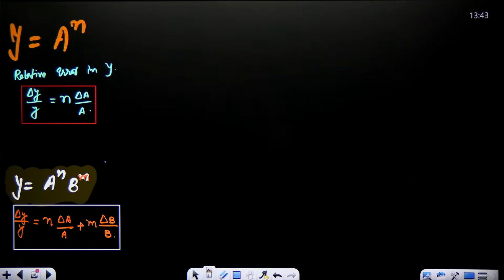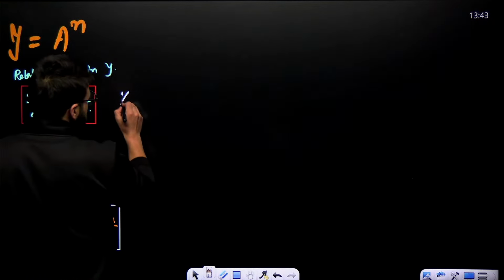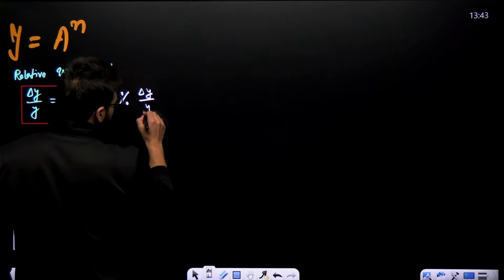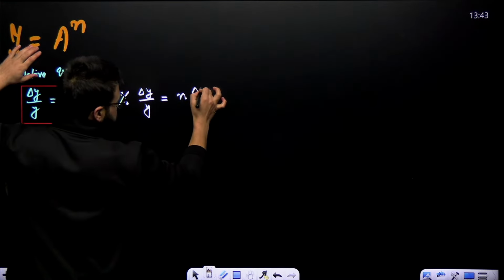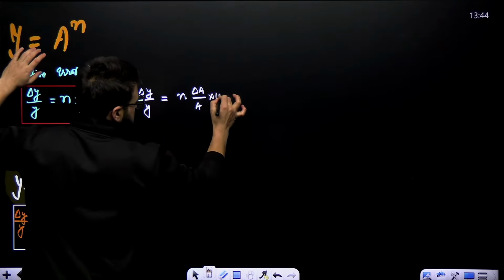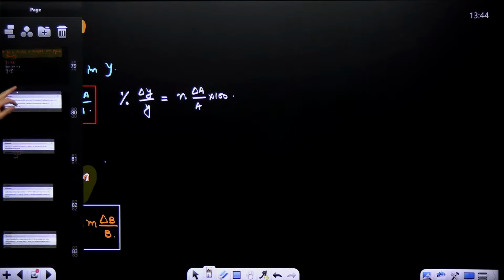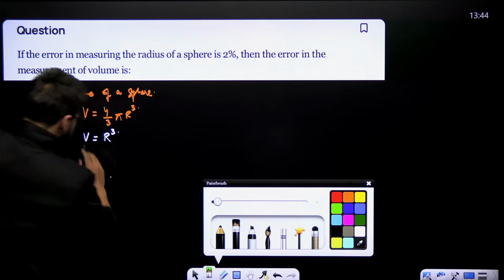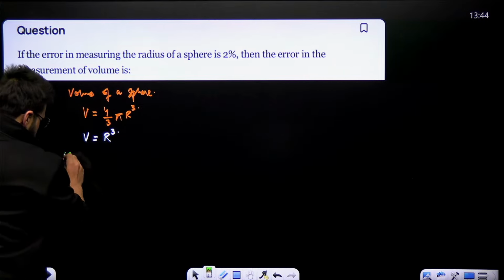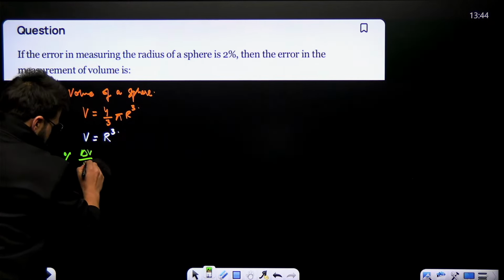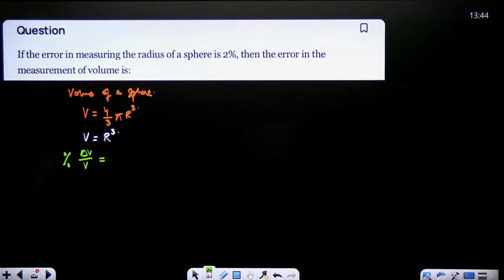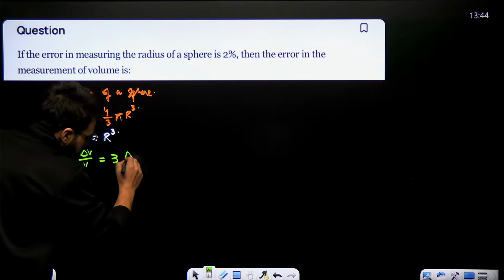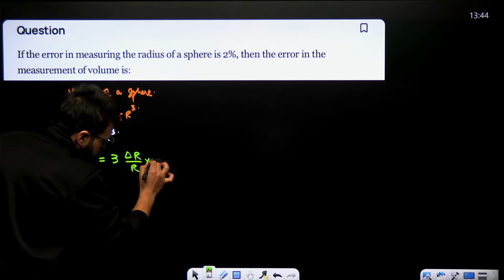Now, don't you think that in this particular case it is of this form, Y is equal to a raised power n? How do we find the error over here? n times delta a by a. And if you find the percentage error, you say percentage delta y by y will be equal to n delta a by a multiplied by 100. Similarly, I'll have to do the same thing over here. Can I write the error in the volume, and percentage error we are supposed to find? Percentage delta V divided by V is equal to the percentage error in the volume, then 3 times delta R divided by R multiplied by 100.